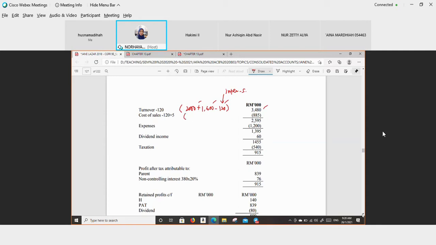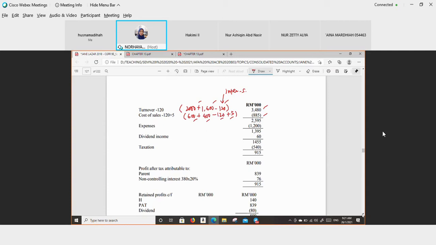And then cost of sales? 600,000 plus 400,000. And then minus 120,000, the intercompany sales. And then plus 5,000. You add back the unrealized profit. So if I tick, 1, 2, 3, 4, 5. If you don't put this, you only get marks for these 2. If you don't put anything, this is wrong, so no marks at all.